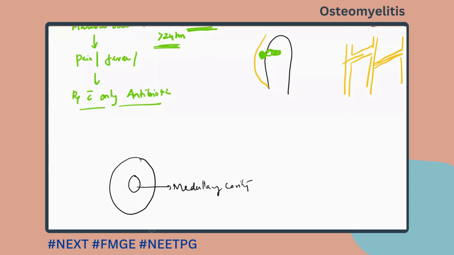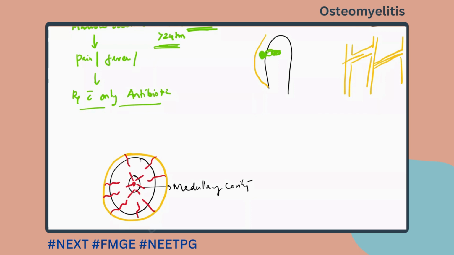Within the medullary cavity there is an artery called the nutrient artery, which supplies the inner one-third of the bone. On the outside, you have the periosteum. From the periosteum, periosteal blood vessels supply the outer two-thirds of the bone. So bone receives blood supply both from the periosteum and from the nutrient artery. From inside, the nutrient artery supplies the inner aspect of the bone.